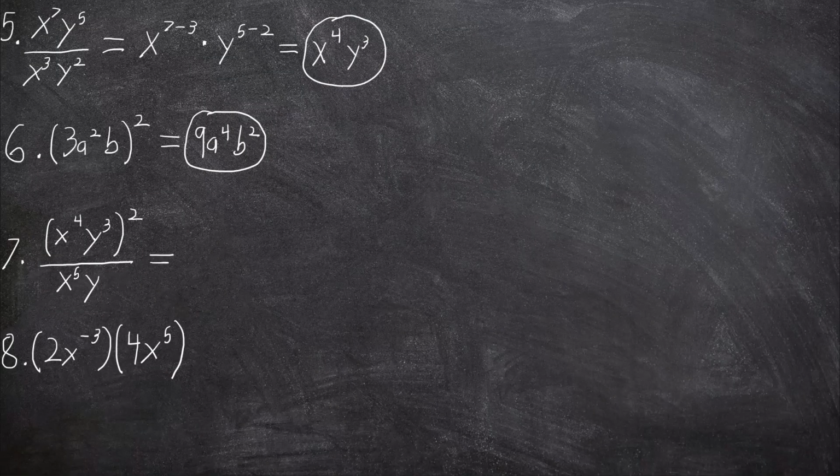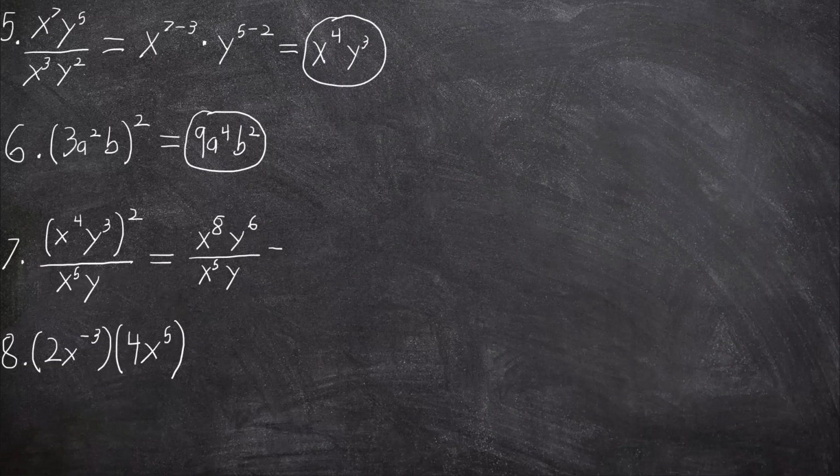Going to number 7, we could focus on the numerator first, since we have x to the 4th times y cubed raised to the 2nd power. Focusing on x first, multiplying these two exponents together, we would get x to the 8th power. And for y, we would get y to the 6th power. And this would all be over x to the 5th times y.